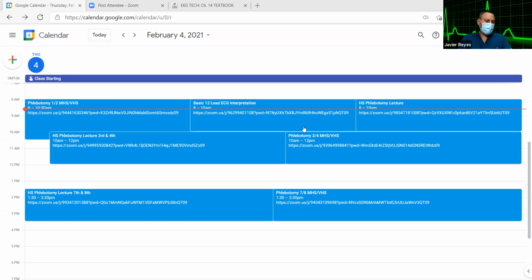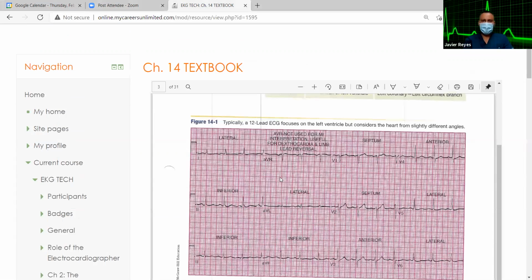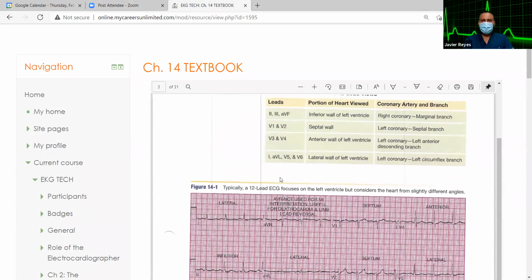And this section on page 335 separates the leads and their affected site. So we look at table 14.1, we can see that leads 2, 3, and AVF, which you know are located at 60 degrees, 90 degrees, and maybe 130 degrees of the heart.